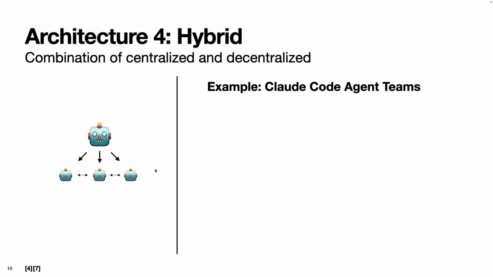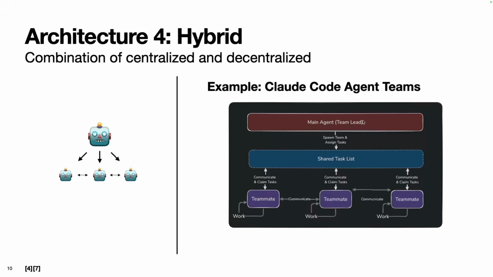This is exactly how the new feature in Claude Code works. Claude Code just released so-called agent teams, and this is exactly the architecture they use. They have this main agent that will spin up all the various sub-agents and assign tasks to each of these sub-agents. There'll be this shared task list, and then teammates can pick up work and communicate with one another, with the lead agent supervising the whole thing.